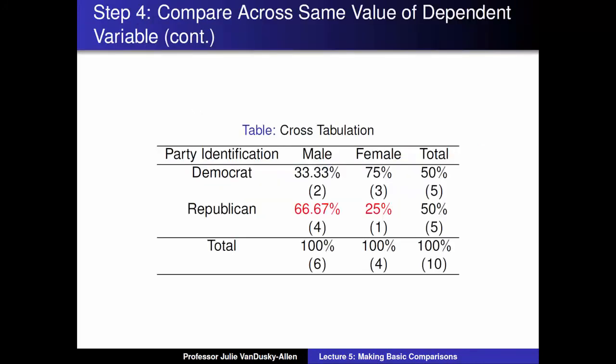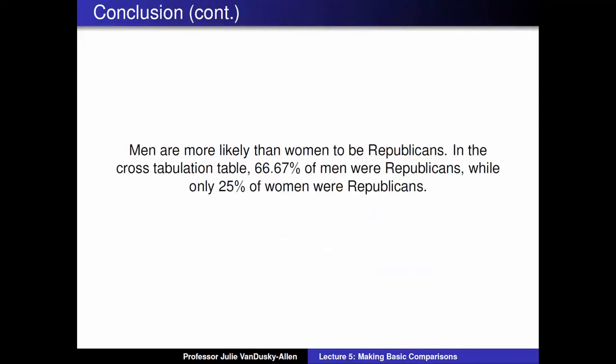We can repeat this process for other values of the dependent variable. In this case, I would compare males and females in the Republican row only. 66.67% of men supported Republicans, whereas only 25% of women supported Republicans. So we can conclude that men are more likely than women to be Republicans. In the cross tabulation table, 66.67% of men were Republicans, while only 25% of women were Republicans.